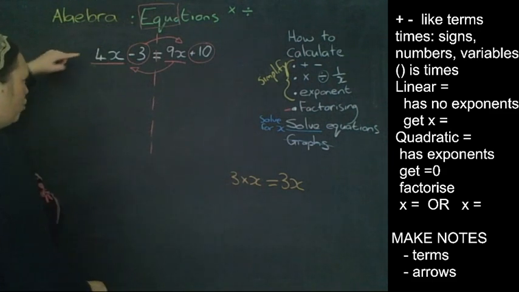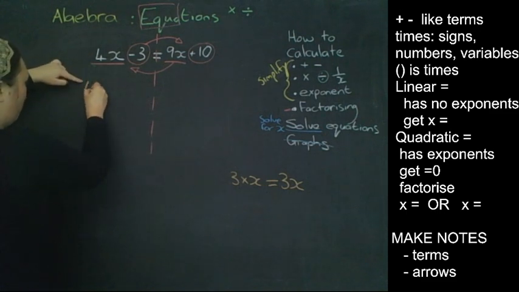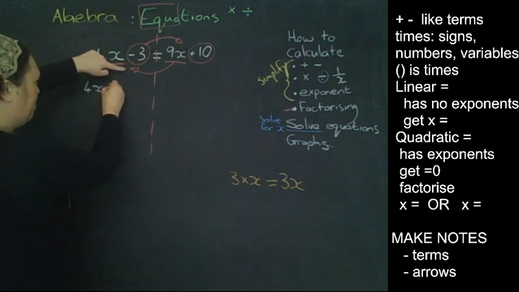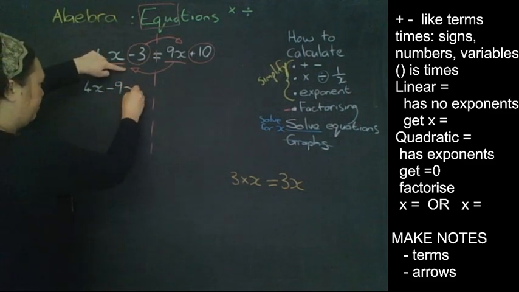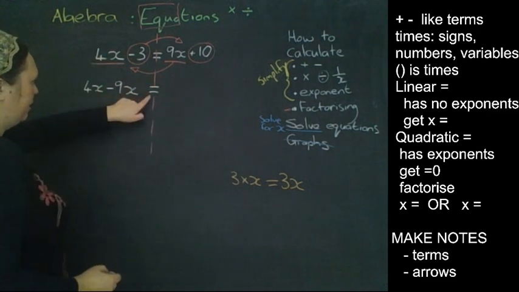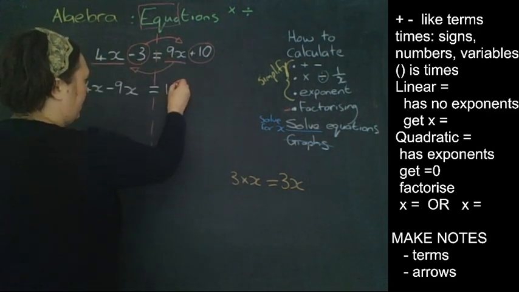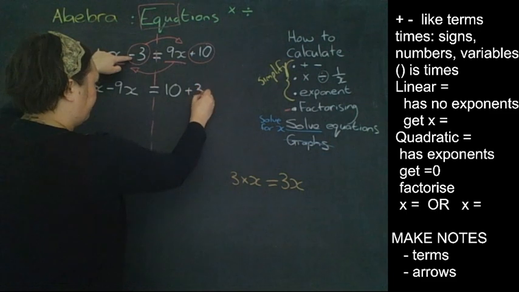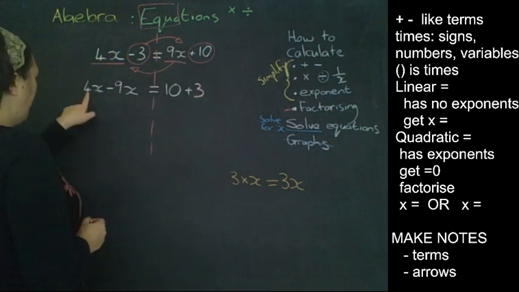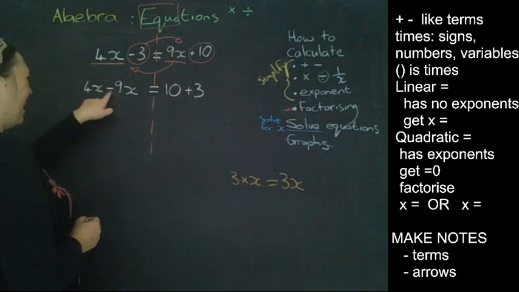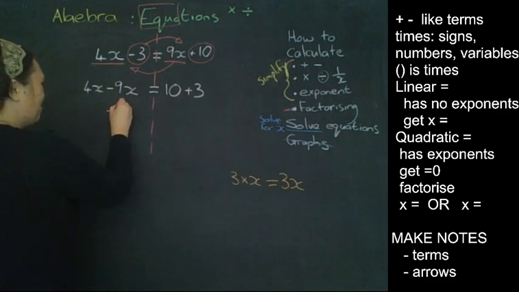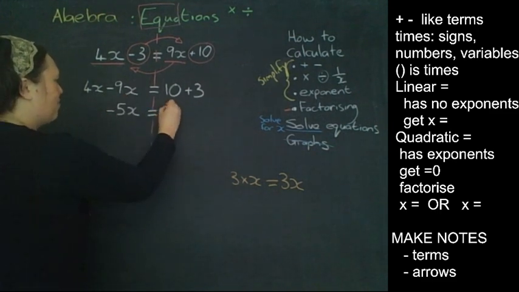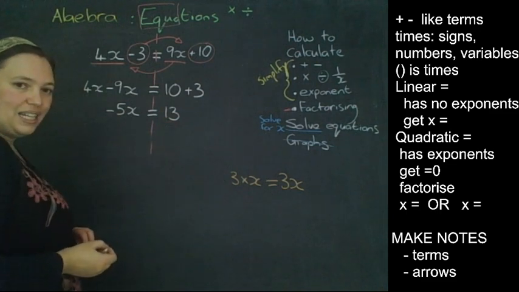So let's write down. First we write down what we have. We have a 4x. Now we're moving this one over, so it becomes minus 9x. Our equals goes on the line. Here we have a 10. We're moving the minus 3, so it becomes plus 3. So let's work it out. 4x minus 9x is minus 5x. And on this side, we've got 10 plus 3 is 13.